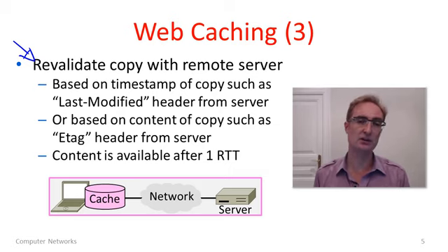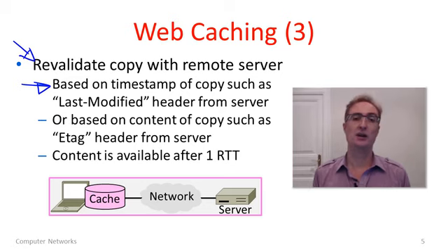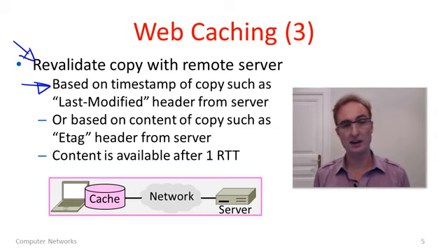Well, how are you going to ask the remote server if your copy is still valid? One way you can do it is based on a timestamp. When you downloaded the contents, it probably had a timestamp saying when it was last modified. You can ask the server if this URL has changed since this last modified timestamp. If it has, you'll have to get a new copy. If it hasn't, well, the copy you have is still valid.